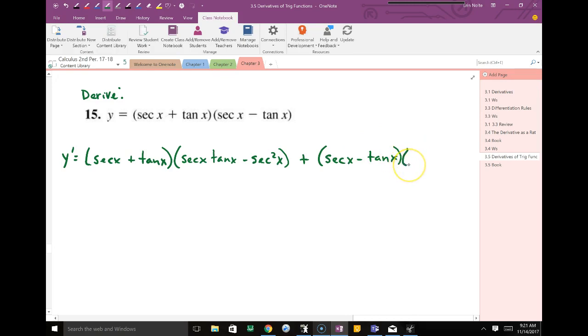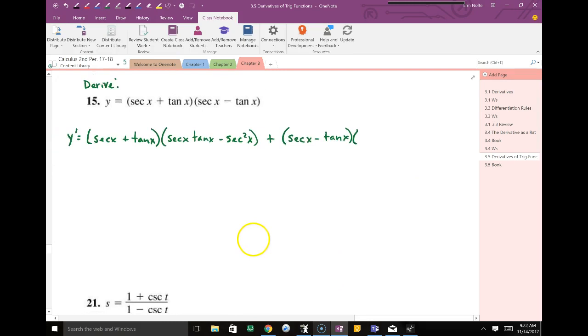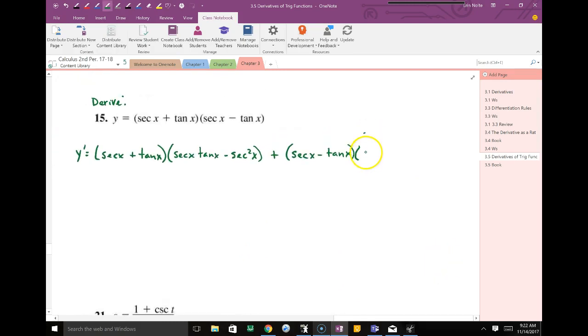d first. Now I derive my first quantity. What is the derivative of secant? Secant tangent, plus the derivative of tangent. Derivative of tangent plus secant squared. Okay, so look, you guys just derived that. We can stop there.